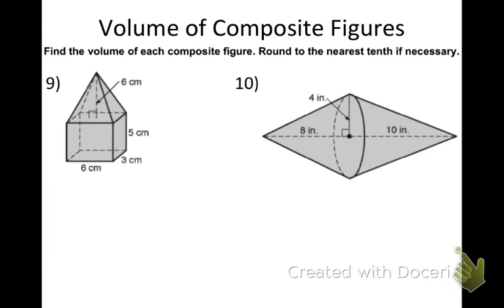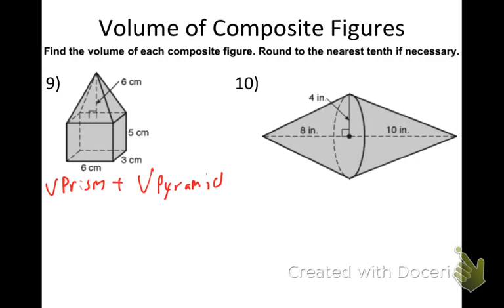Okay. Last thing we're talking about today is the composite figures. It's number 9. It says find the volume of each composite figure, round to the nearest tenth if necessary. Well, I have 2 shapes in number 9. What are the 2 shapes in number 9, Caitlin? Yeah, I have a pyramid and I have a prism. To find the total volume, what would you need to do, Caitlin? Yeah. So find the volume of the prism and add that to the volume of the pyramid. And that would get you the total volume. So take a couple seconds and try numbers 9 and 10 on your own.